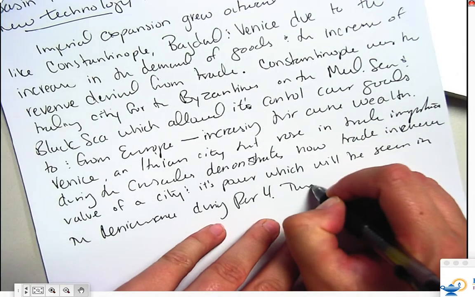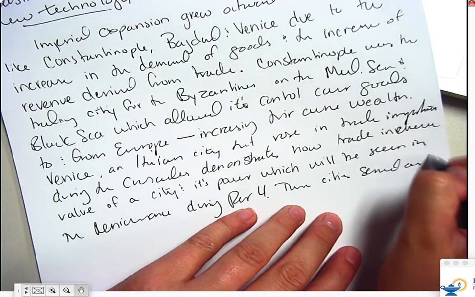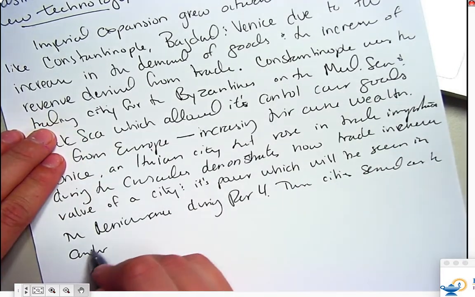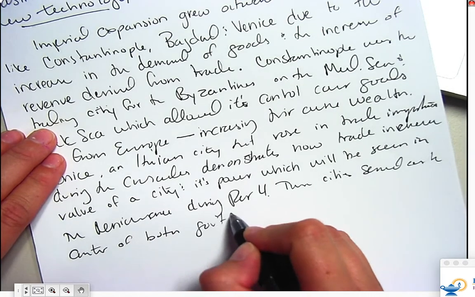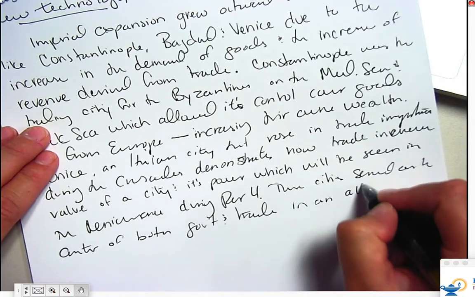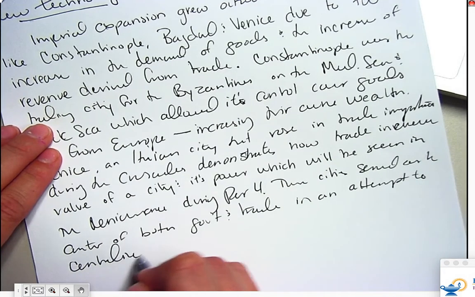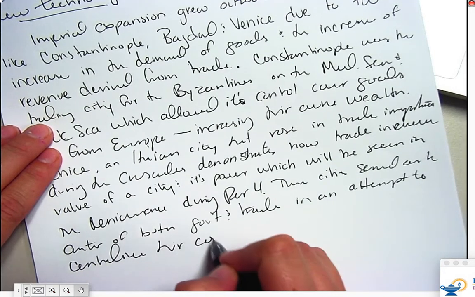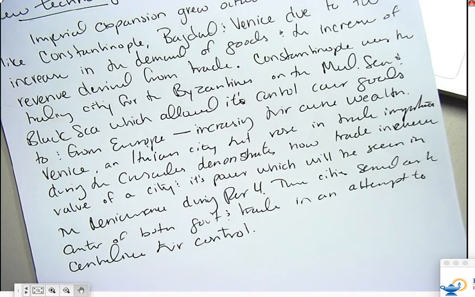These cities served as the center of both government and trade in an attempt to centralize their control. What did I just do in that one sentence? I didn't summarize it. What did I synthesize? There you go. All right, that's all you need for that one.